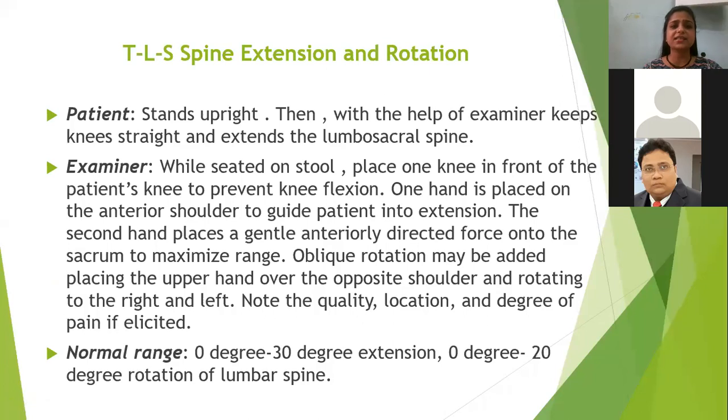The second test is the spine extension and rotation. The patient will stand upright and the examiner keeps the knee straight and extends the thoracolumbar spine area. The examiner will sit on a stool and lock the knee so that the patient doesn't do any knee flexion. One hand of the therapist will be on the anterior shoulder of the patient to guide the proper extension movement. You can check the oblique rotations also. The extension will be from 0 to 30 degrees, and 0 to 20 degrees will be the rotation of the lumbar spine.